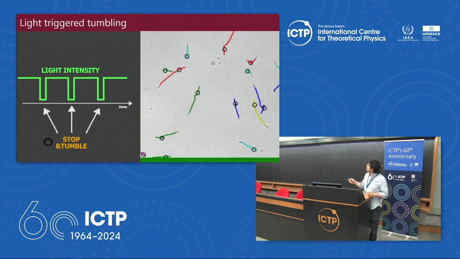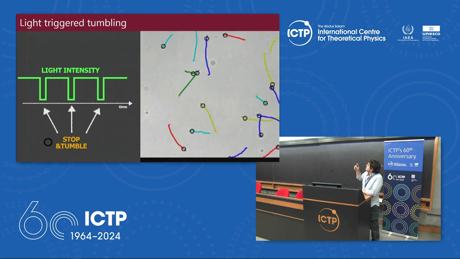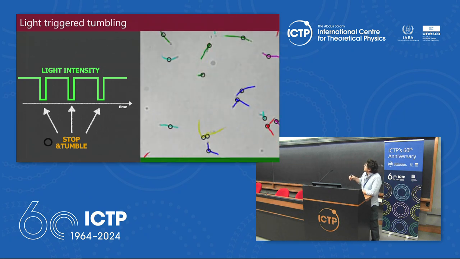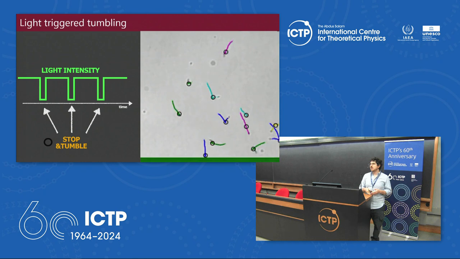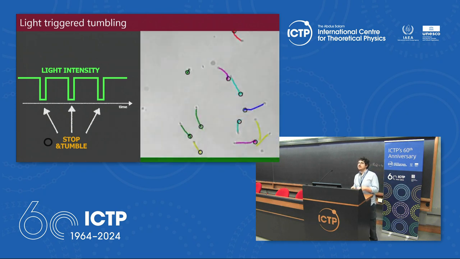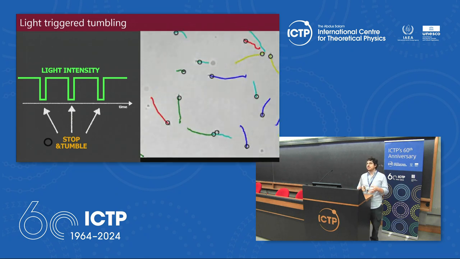You can see here a video of a suspension of swimming bacteria, and we are switching the light on and off between two levels of intensity. What we observed is that when the circles appear, the light is turned down, and the bacteria tumble. So in response to a decrease in the light intensity, we don't only have a decrease in the speed, but we also have a tumble.